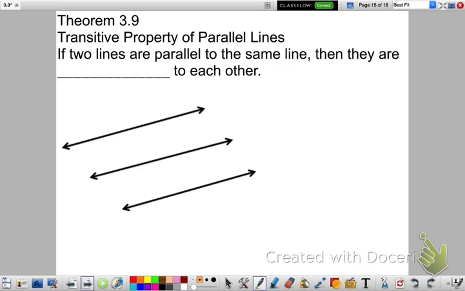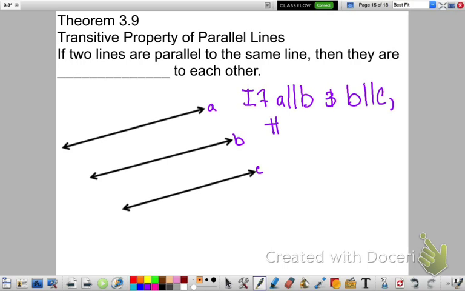The transitive property of parallel lines says that if two lines are parallel to the same line, then they are parallel to each other. So if we have lines A, B, and C, if A is parallel to B, and B is parallel to C, then it follows that A would also be parallel to C. So they would be parallel.